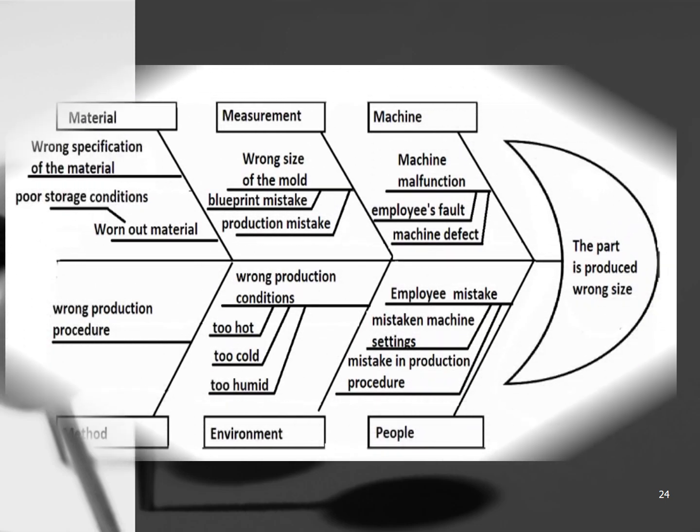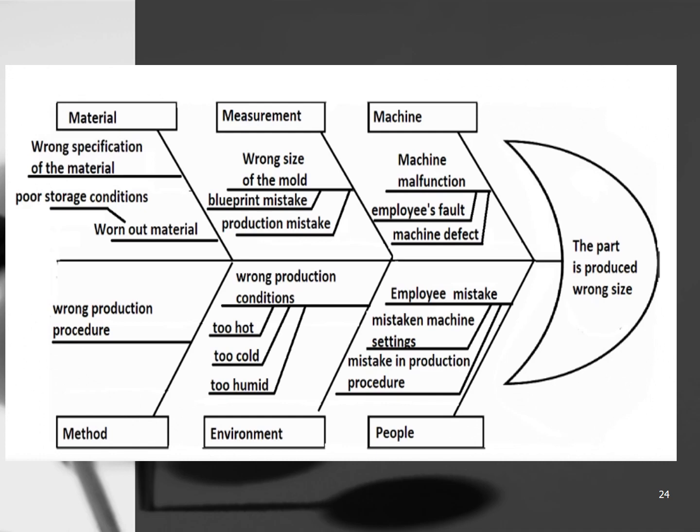And the last example for the fishbone diagram is the part is produced in the wrong size. That is the problem, the effect. Among the causes, the categories are material, measurement, machine, method, environment, and people, or the manpower. Let's take a look at the people cause. Employee mistake, mistaken machine settings, mistake in production procedure are among the causes of the people category. If you look at the material category, among the causes are wrong specification of the material, poor storage conditions, and worn out material.